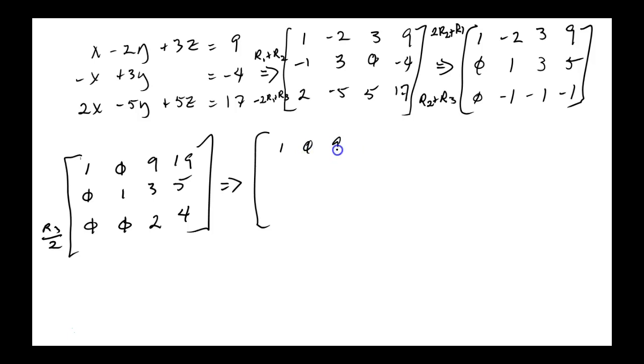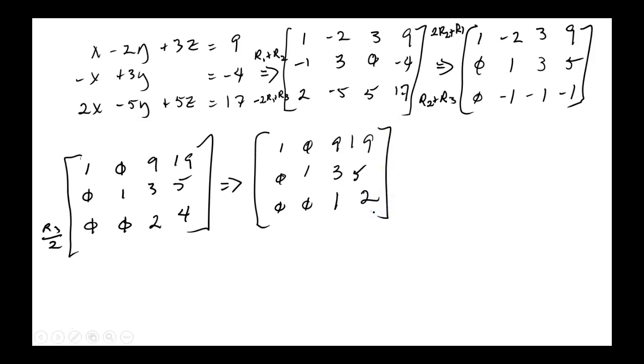1, 0, 9, 19, 0, 1, 3, 5. Goodness, my writing stinks, okay? And then this one divide by 2: 0, 0, 1, 2. Perfect. Okay.